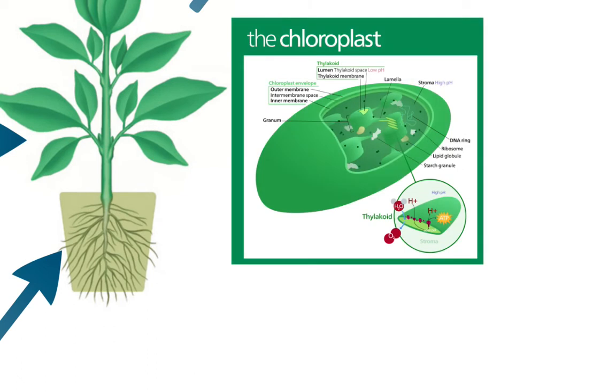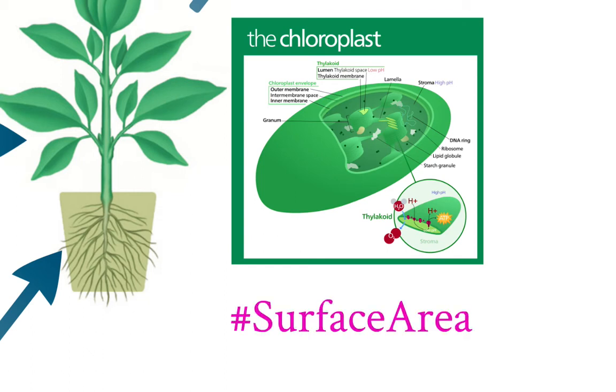I have included these chloroplasts to make 2 points. Point 1. These photosynthetic pigments enable plant cells to utilize solar energy to produce sugars. Notice the stacking of the thylakoids, which greatly increases the surface area for photosynthesis. Hashtag surface area. This theme will be repeating itself throughout our discussion.